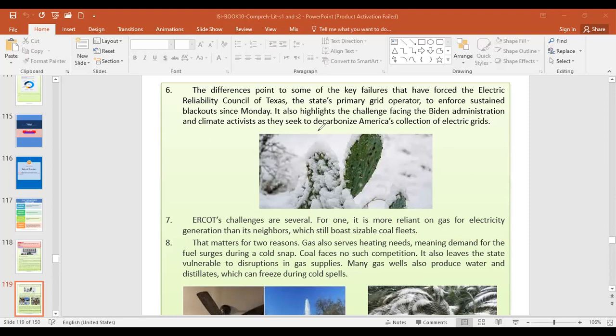The Biden administration, the new American president, and climate activists, thank God he is pro-environment, they are seeking to decarbonize America. What does that mean, Kamil? Stop burning fuels to get energy or electricity. Good for you. Okay, now ERCOT's challenges are several.